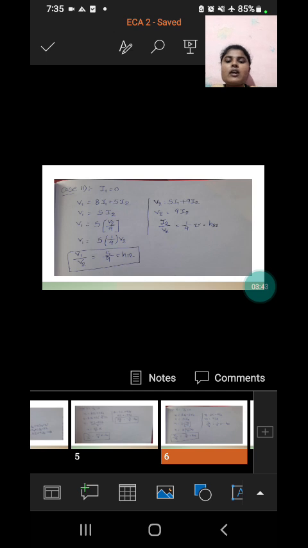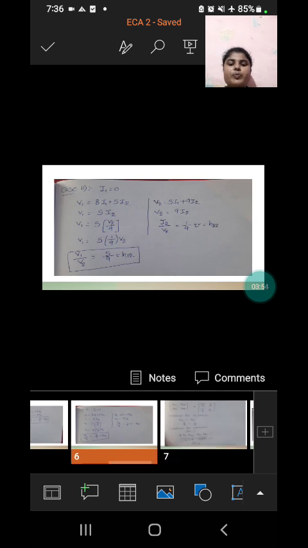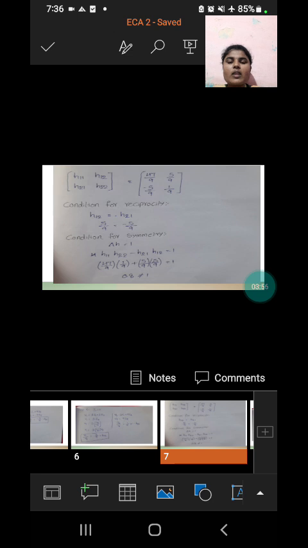Consider V1 equals 5 I2. I2 means V2 by 9, so V1 equals 5 times 1 by 9 V2. V1 by V2 equals 5 by 9, which we consider H12. In H parameter we write H11, H12, H21, H22. H11 is 47 by 9, H12 is 5 by 9, H21 is minus 5 by 9, and H22 is 1 by 9.